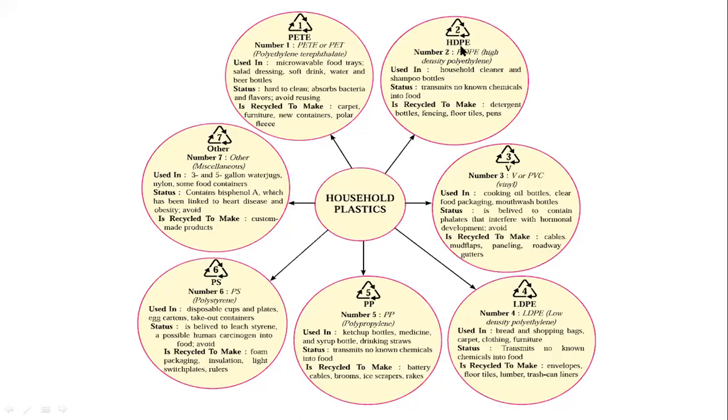Then the second RIC code indicates HDPE, which is high density polyethylene. If you find this RIC code on a material, that material is made up of high density polyethylene, which is used in household cleaner and shampoo bottles. This RIC code we will find on shampoo bottles and different household cleaner bottles. At the time of the activity, what we have to do is check the RIC codes on different materials.